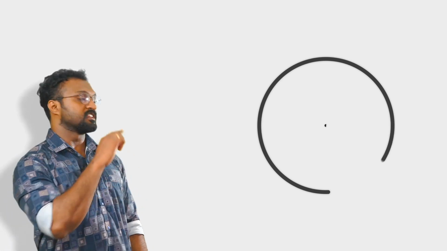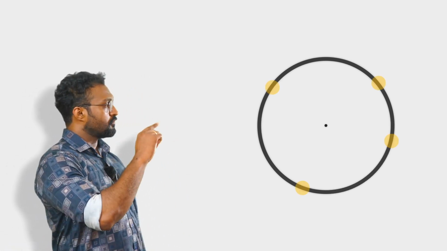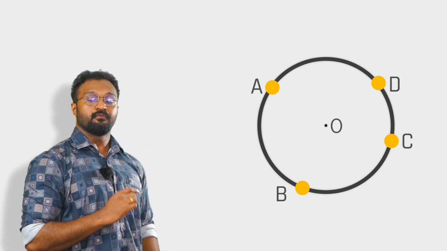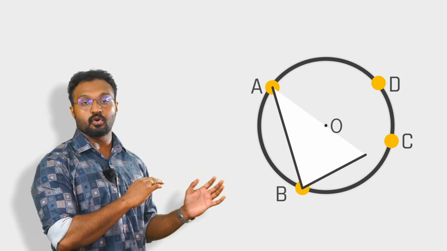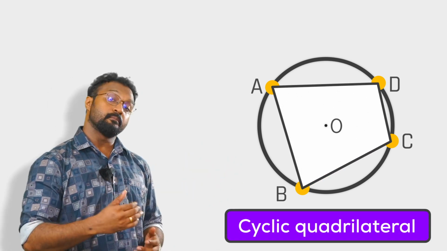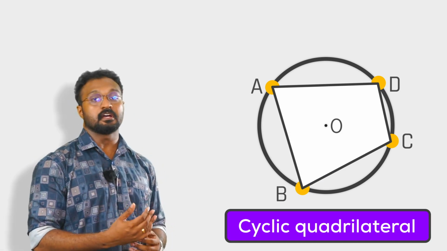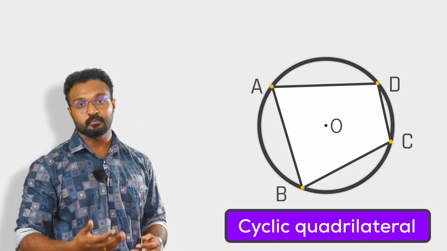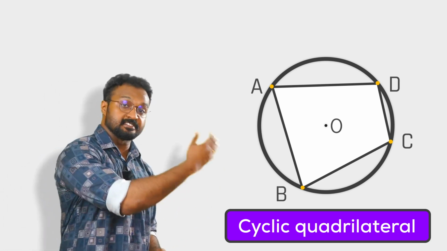Now let's start with this circle. I've drawn 4 points along the circumference of this circle, A, B, C and D. When we connect these 4 points to form a quadrilateral, we get what's called a cyclic quadrilateral. And what makes this cyclic quadrilateral special is that all of its vertices lie on the circumference. That's what cyclic means. It is inscribed in a circle.